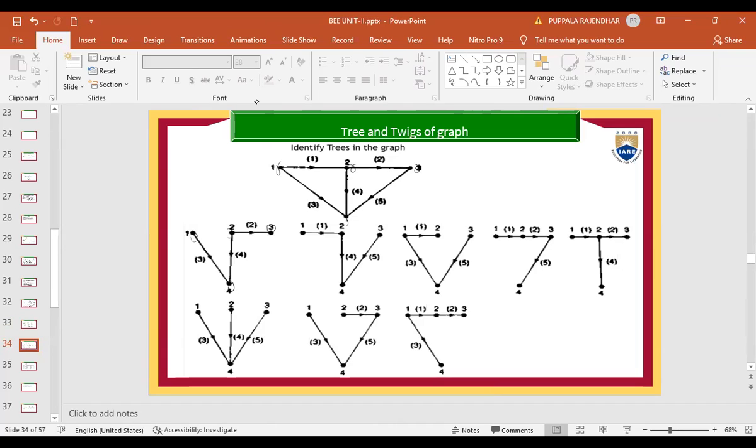And the number of branches is equal to 4 minus 1, so there should be only 3 branches. 1 2 3, 1 2 3, 1 2 3. So all are trees only.